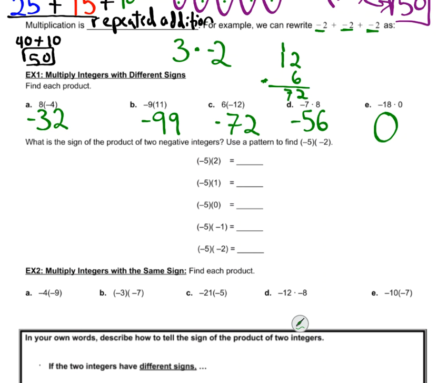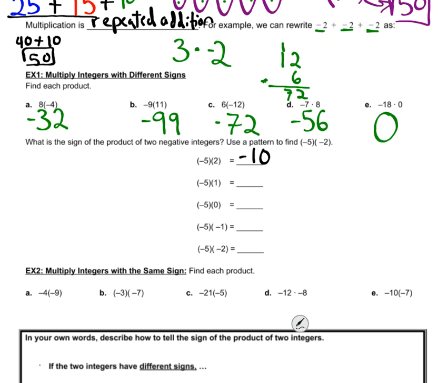Next up it asks, what is the sign of the product of 2 negative integers? Use this pattern to find -5 times -2. So let's fill this out. If we have -5 times +2, that is just going to be -10.